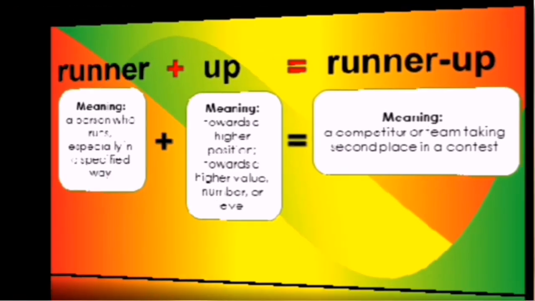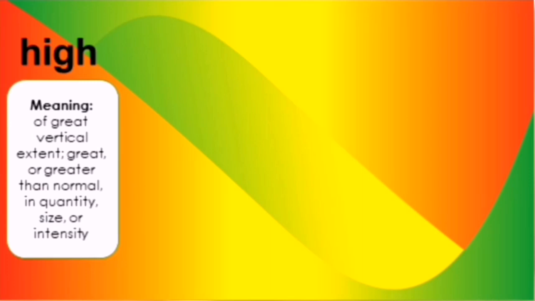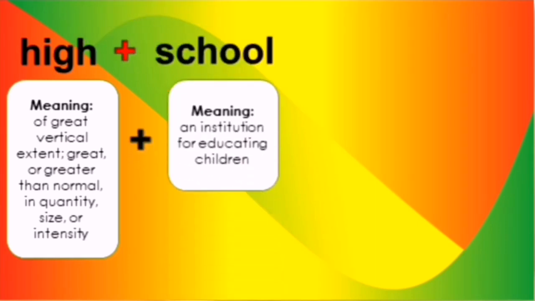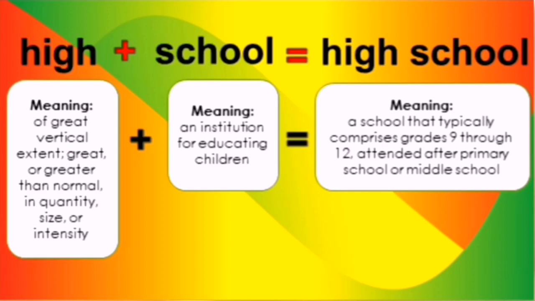Next, high, which means of great vertical extent, great or greater than normal, in quantity, size, or intensity, plus school, which means an institution for educating children, equals high school, which means a school that typically comprises grades 9 through 12, attended after primary school or middle school. High school is an example of open compound word. Note that the meaning of those words came from Google and may differ based on context clues or on how they are used in a sentence.